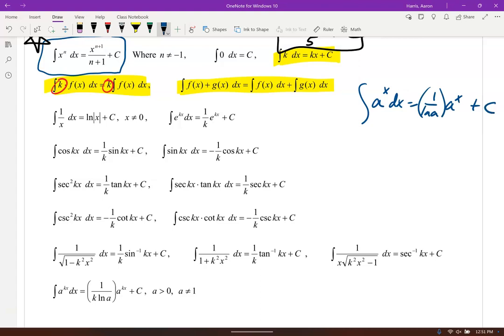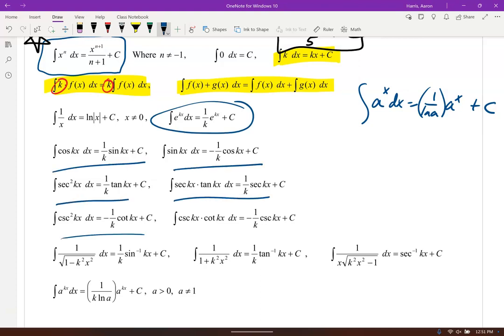Okay. This I'm going to do with u substitution. All these I'm going to do with u substitution. Okay. So we'll get to those. But let's go ahead and practice some of these here.